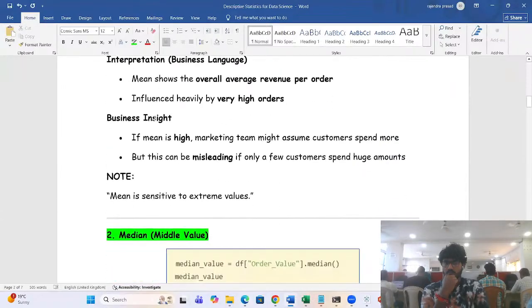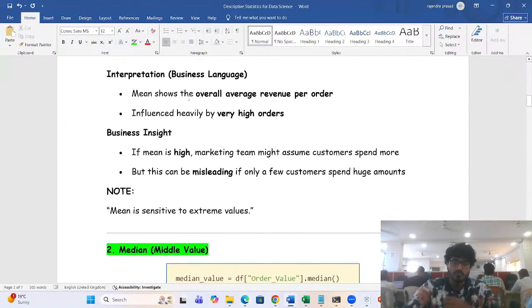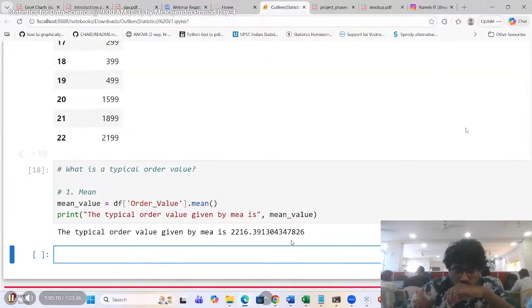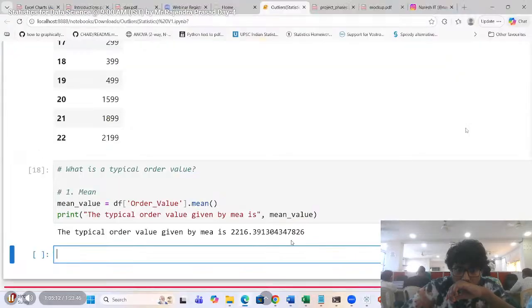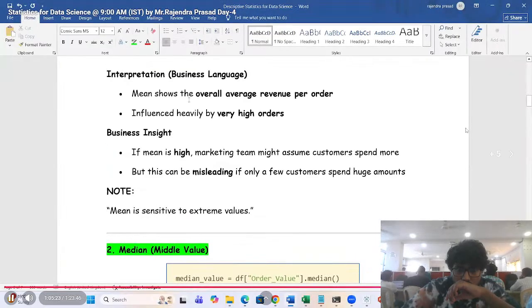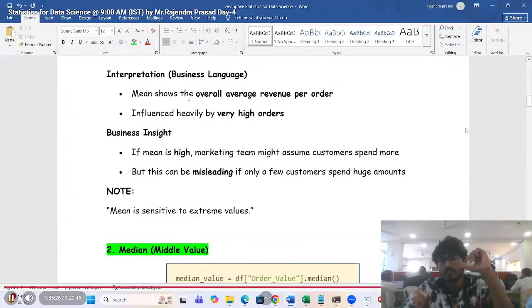See, what is the interpretation that you can get? The mean shows the overall average revenue per order.